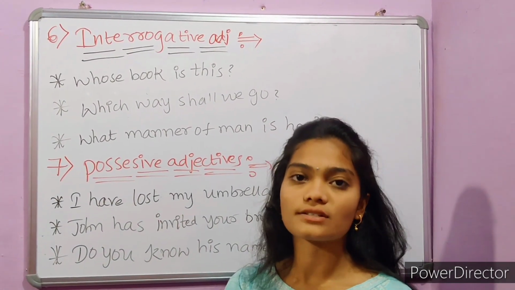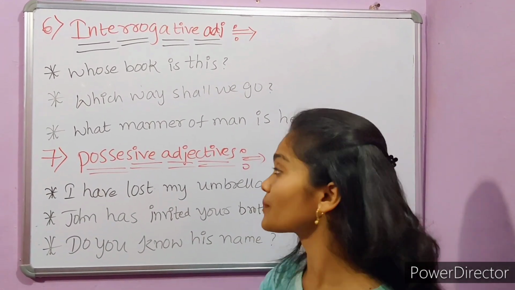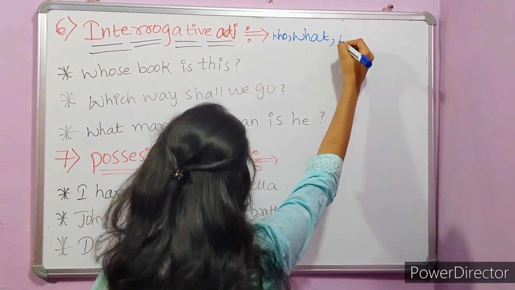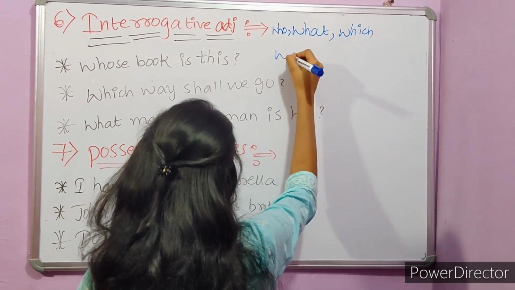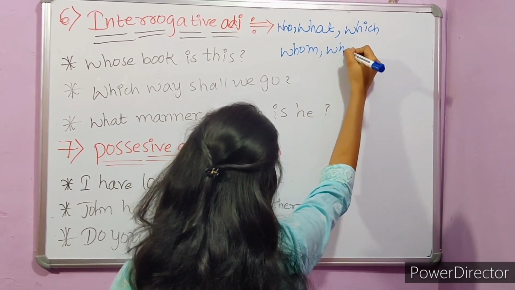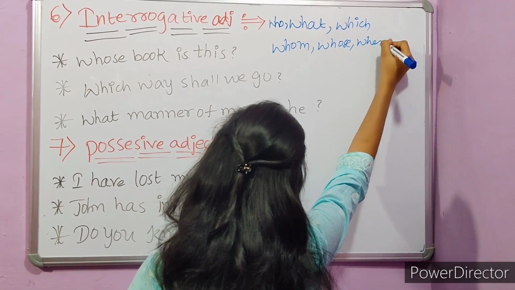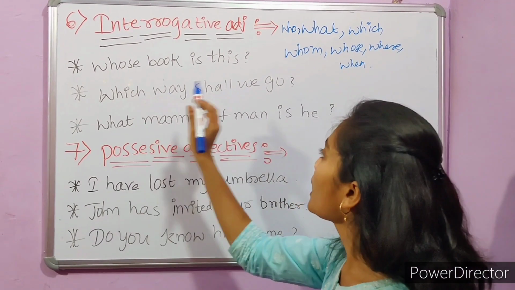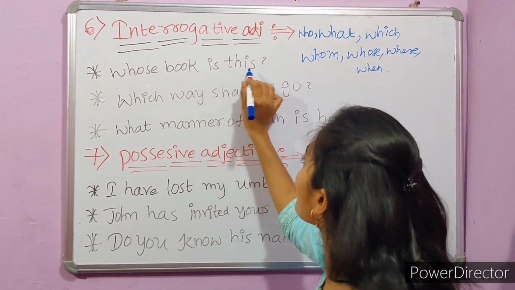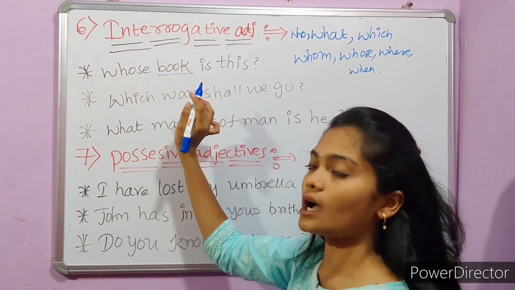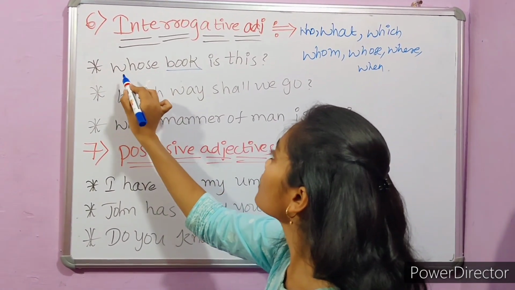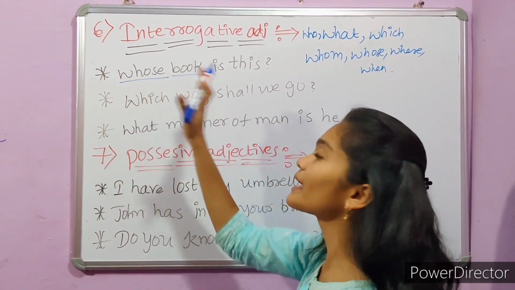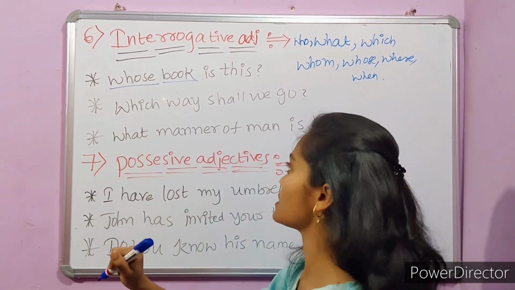Interrogative adjectives are the adjectives that are used to make questions. Who, what, which, whom, whose, where, when are the interrogative adjectives. If you observe these sentences, whose book is this? Here book is a noun. Before this noun, whose is placed. So it is used to make a question.